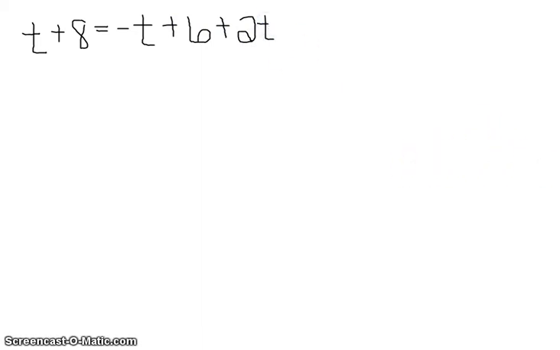So first one we're going to look at is t plus 8 equals negative t plus 6 plus 2. And this is going to come in handy, what I've mentioned earlier about identifying all of your linear terms. So let's go through here and let's identify our linear terms. I have a 1t here. I have a negative 1t there. So that's very important to pay attention to, negative 1t. And then I have a positive 2t.